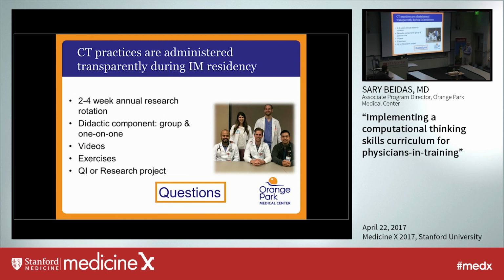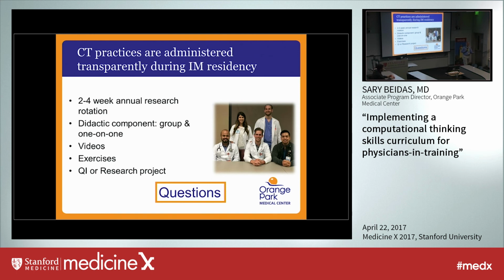So in summary, how do I do this? Our residents go every year. They have 4 weeks of research rotation. And we go through this, and these are some of my residents, Sary, Brian, and Hassan, and they come in and we do didactic sessions on a monthly basis as well as one-on-one sessions so that we can get this stuff taken care of. We flip the classroom.